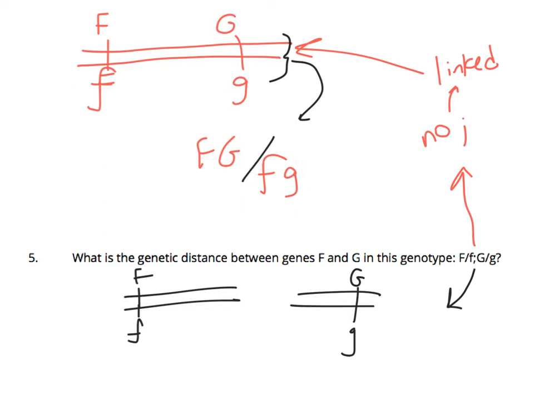So this is all just about interpreting the nomenclature. If there's a semicolon, I'm telling you that the genes are on separate chromosomes. Down here. So what's the genetic distance between unlinked genes? Asking about 2 different things. Interpret what the semicolon means and then tell me how far apart these genes are.